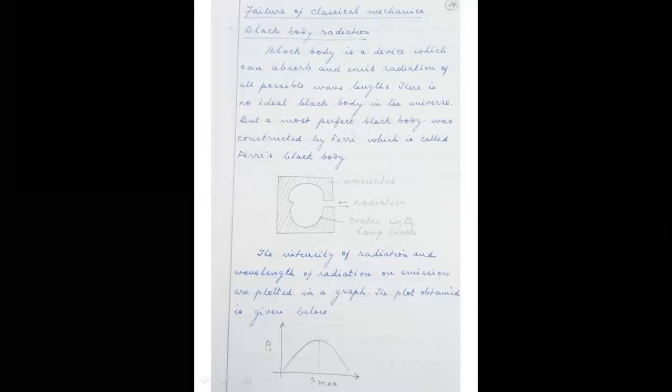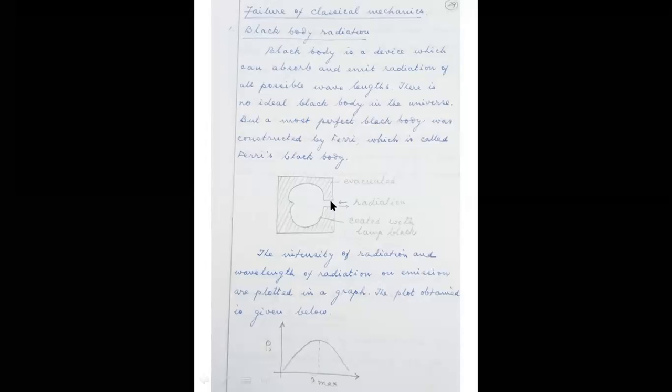A black body is a device which can absorb and emit radiation of all possible wavelengths. So there is no ideal black body in the universe. But the most perfect black body was constructed by a scientist called Ferry, and it is called Ferry's black body. Look here, this is the construction of Ferry's black body.